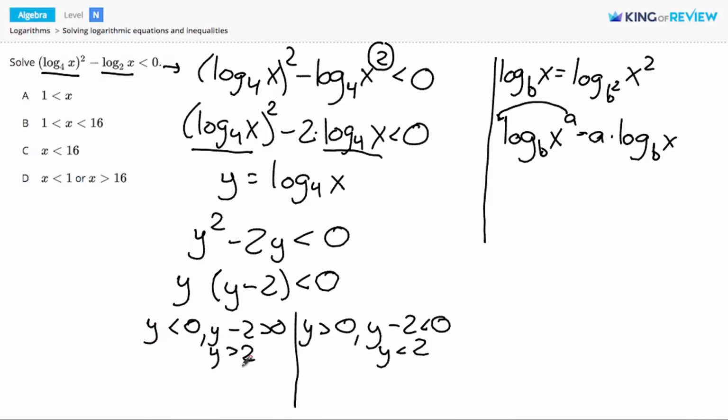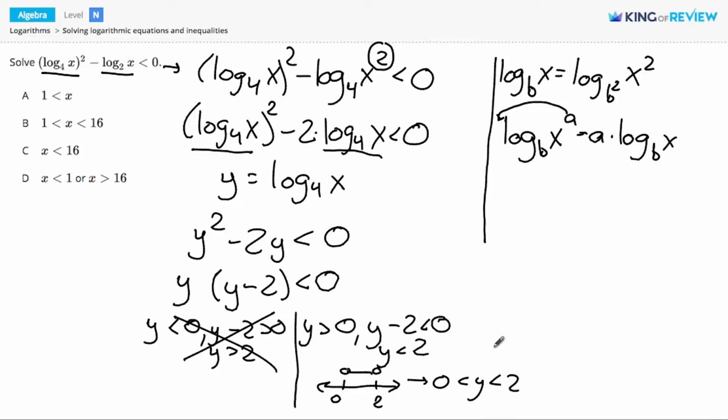But there are no numbers that can be in both of those places at once, so this solution will not work. On the right side, we have y is greater than 0 and y is less than 2. That is certainly possible, to be greater than 0 and also less than 2. And so here is our solution for y: 0 is less than y, which is less than 2.